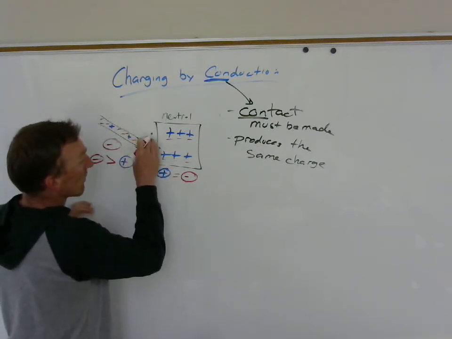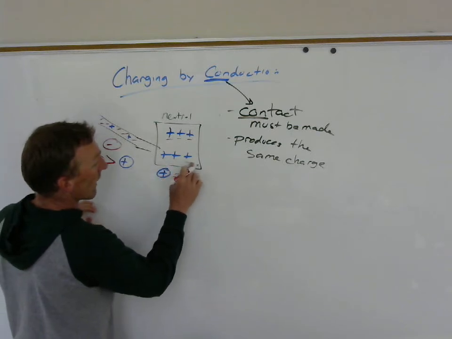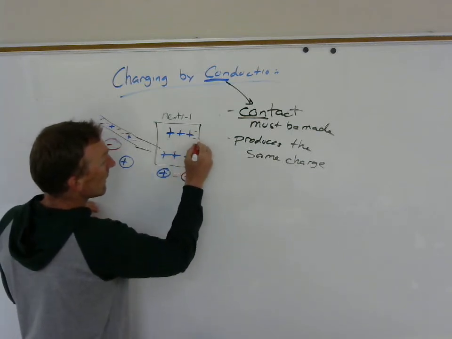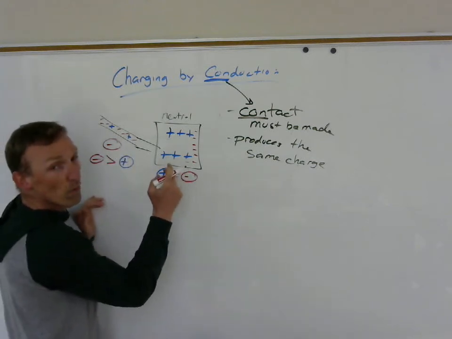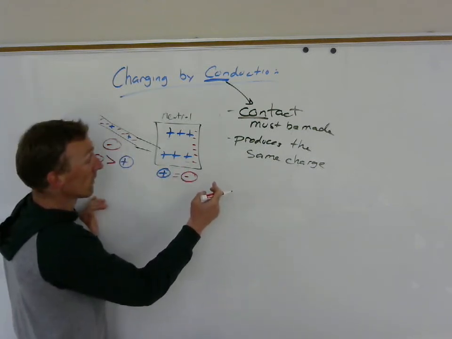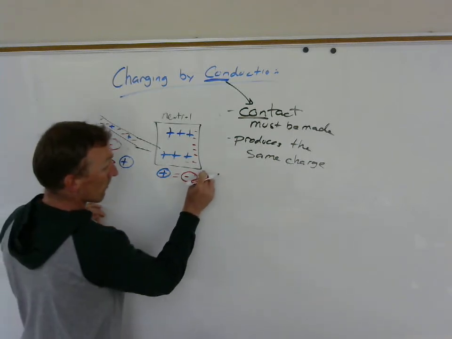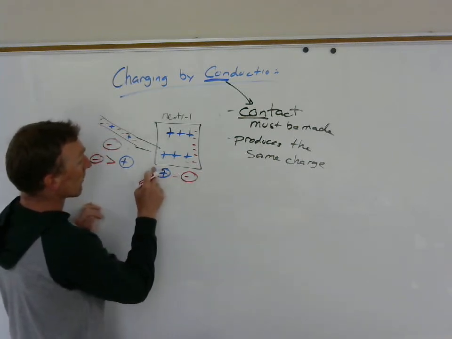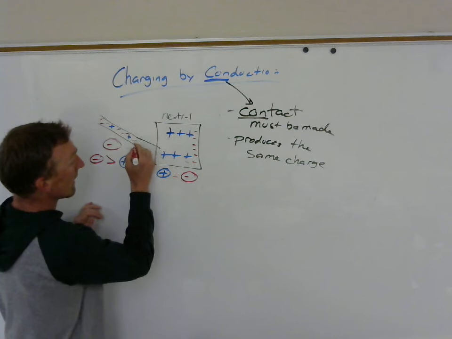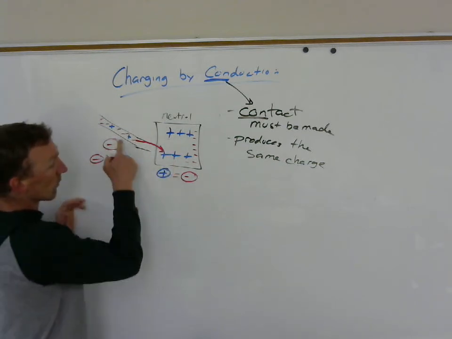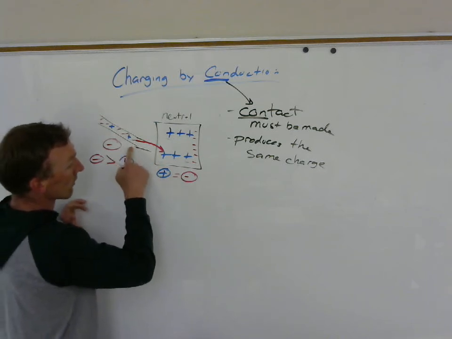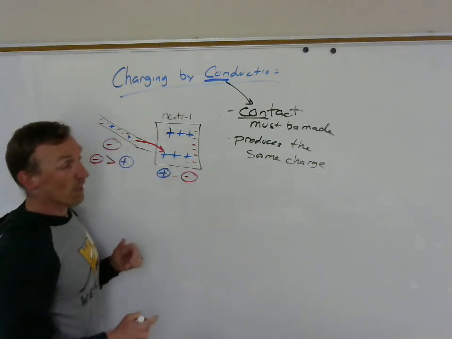We have a negatively charged object that's going to come and make contact. It's going to want to push these negative charges away from it, right? Because like charges repel. So that makes this side a little bit more negative, this side a little bit more positive. And now when contact is made, these negative charges are going to move through the material from the rod into that neutral object.